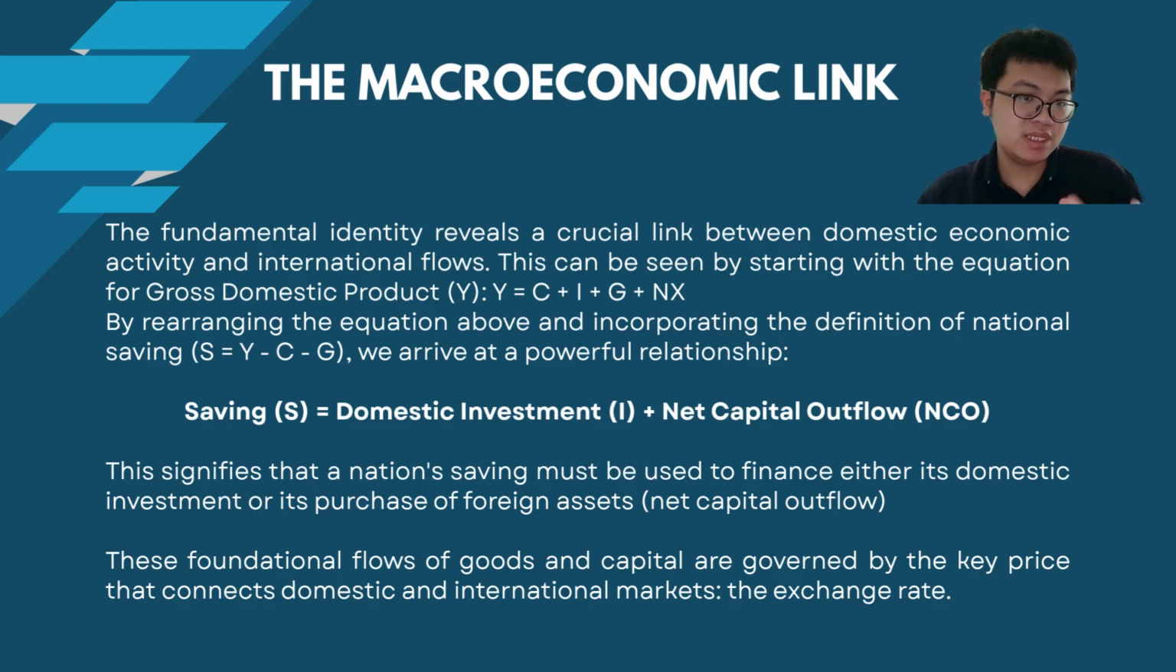This means that a country's saving must go somewhere. They either finance domestic investment or they are used to purchase foreign assets, which we call net capital outflow. So the flow of goods and the flow of financial capital are directly connected, and the key variable that ties the domestic and international market together is the exchange rate, which determines how attractive domestic versus foreign assets are.